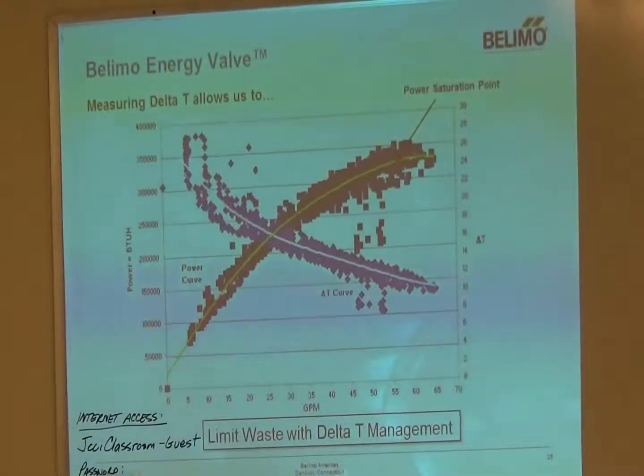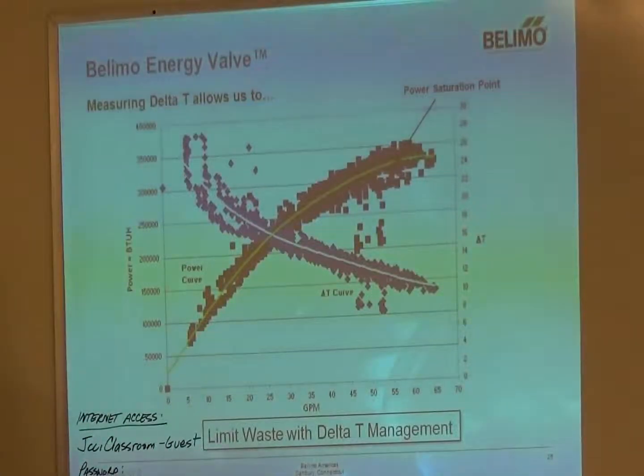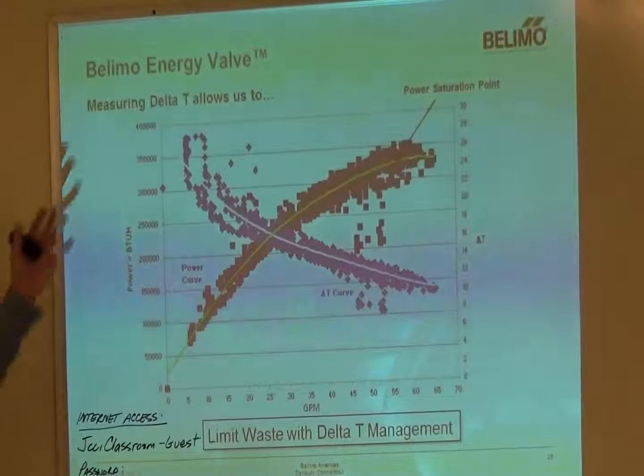Right. And based on this type of information, customers can decide, okay, we're seeing it shift, we need to do some maintenance before it shifts too much. And by doing that, we're limiting, not eliminating, but limiting the amount of time we're in that waste zone.